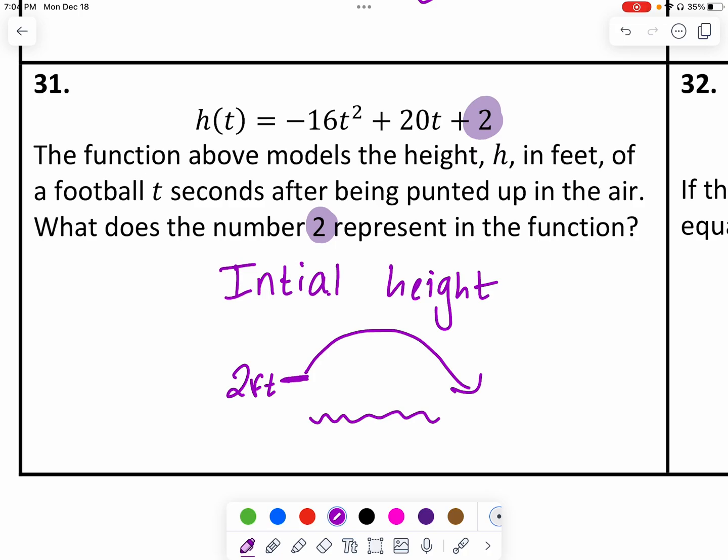When we are dealing specifically with standard form, which is this one, if it's the last number, that's your initial height or your y-intercept. When you are the last number here, it is your y-intercept.